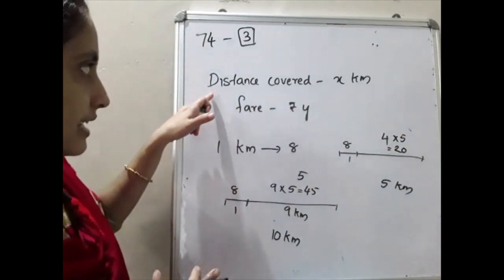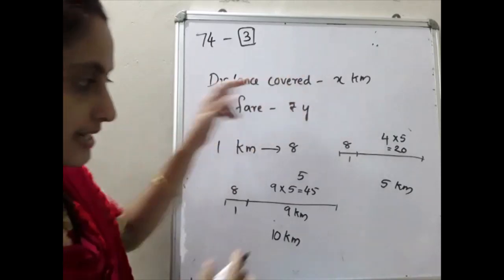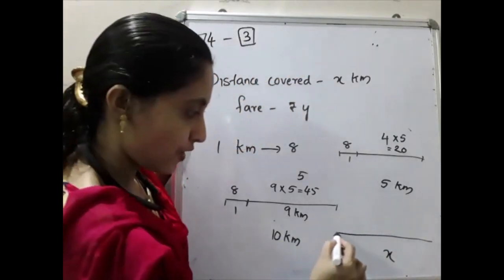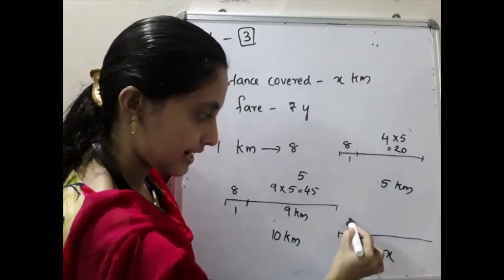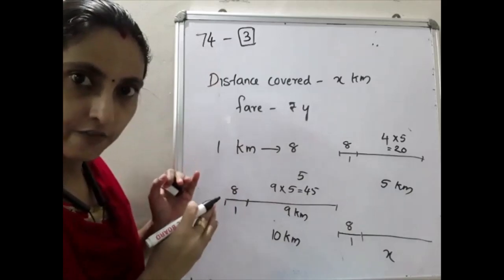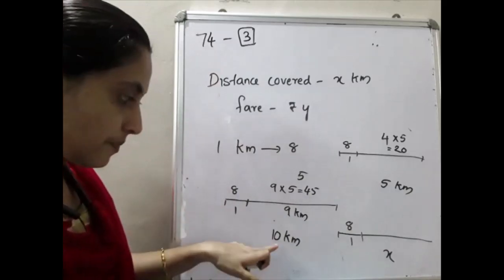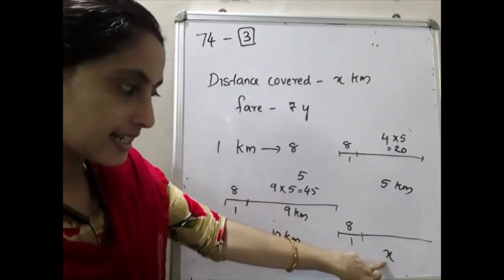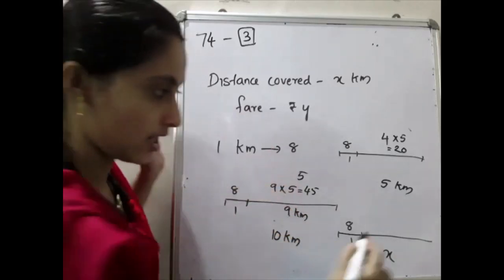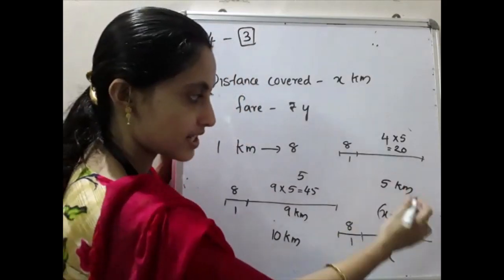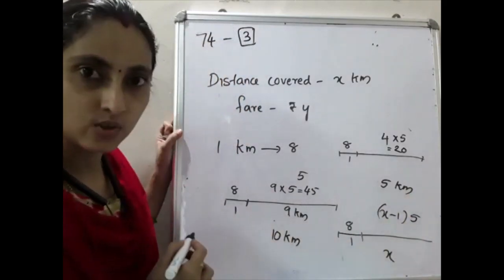Clear? From here, the distance covered is what? x kilometer. So total distance is x. First kilometer fare is 8. So from x, 1 is already taken. From 10, taking 1 means 10 minus 1. Here x is there, so taking 1 means x minus 1. So the remaining is x minus 1. And each kilometer charges how much? 5 is given in the question.